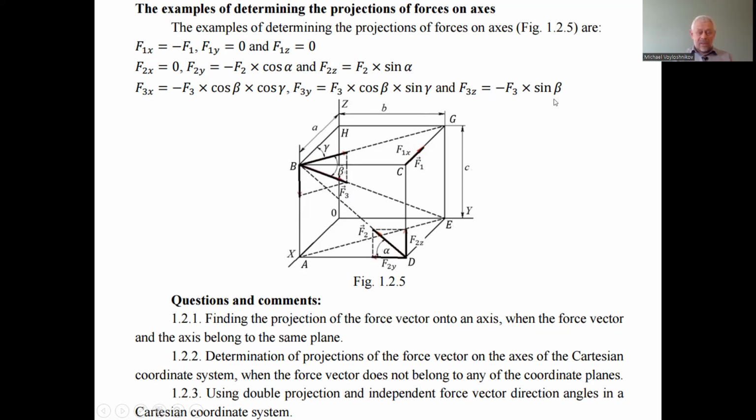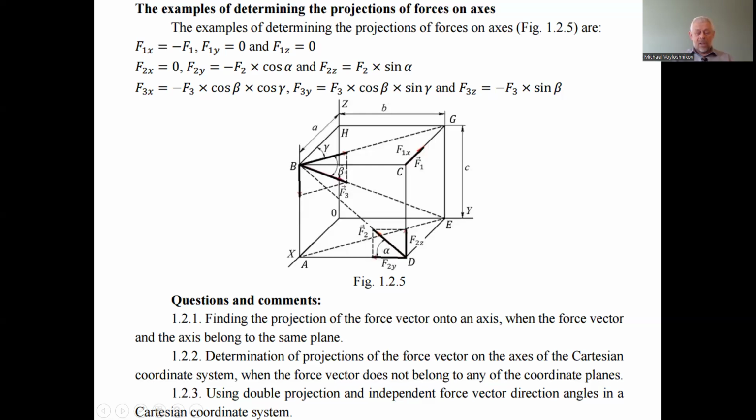So this way we can find the projections of the forces in a special Cartesian coordinate system. Questions and comments. Finding the projection of a force vector onto an axis when the force vector and axis belong to the same plane: we usually use the cosine of the angle between the force and the axis, and we take the angle counterclockwise if it is a positive angle.